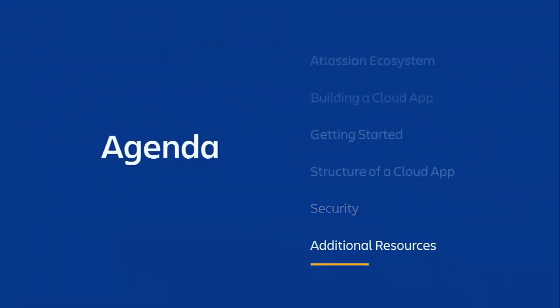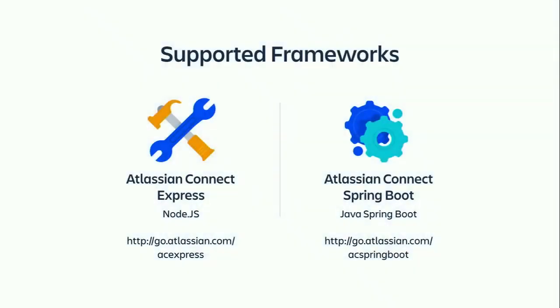All right, let's take a look at some additional resources. You've got the basics, you've got the foundations of building an app. How do you take that further? I've given you a very high level look at how to build an app, but how do you really turn that into something? First, let's talk about the supported frameworks that we provide to you. There are two frameworks that you can download. Think of them as bootstrap projects. Atlassian Connect Express is a Node.js Express app that has all of the plumbing already in the framework.